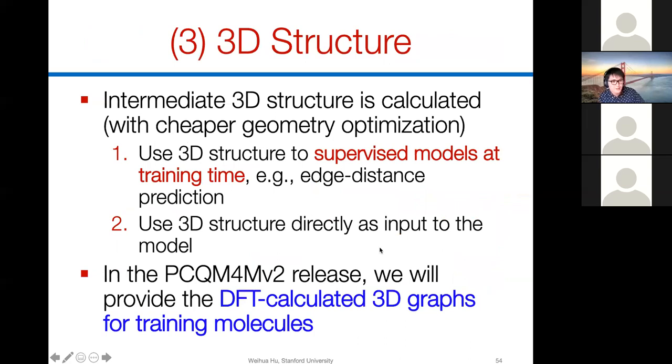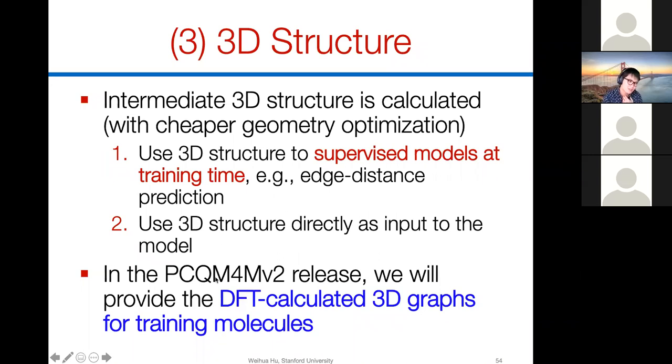The third very interesting observation is that our task, remember, is to predict some property of the molecule given 2D molecular graphs. But all the winners try to exploit the fact that our task has an intermediate 3D structure. So we go from 2D into 3D and then predict the property. In our dataset, we only provide the 2D graph and the final scalar value, but all the winners try to model the intermediate 3D structure. These winners, for example, calculate the 3D structure using cheaper geometry optimization with some chemistry toolkit.